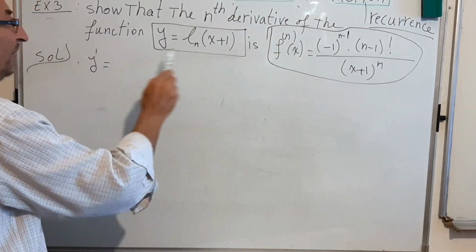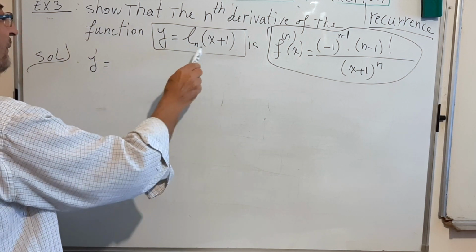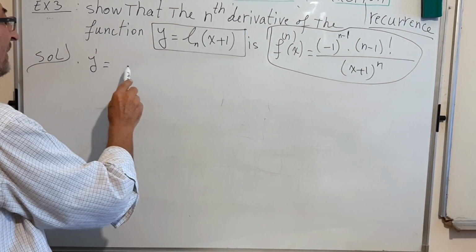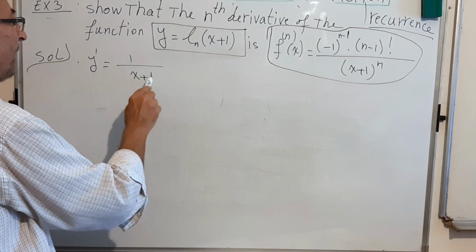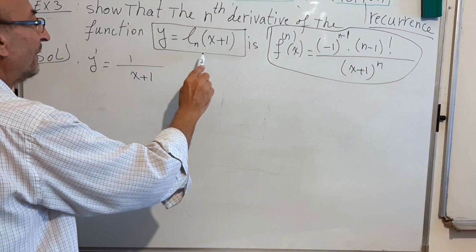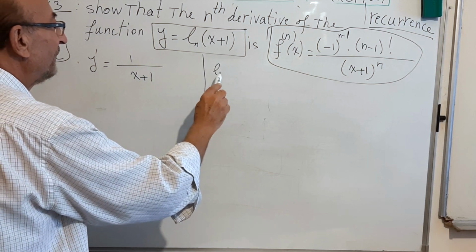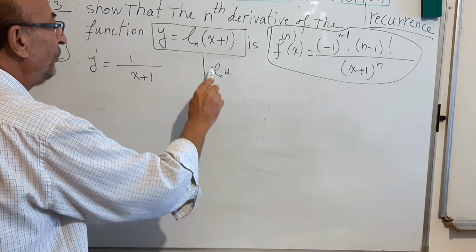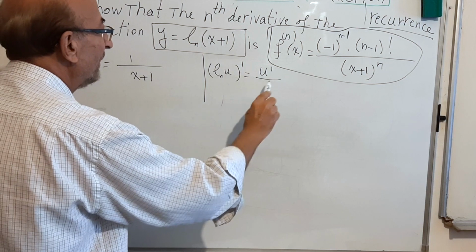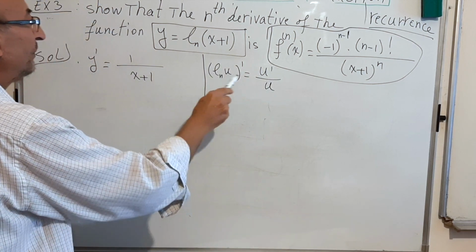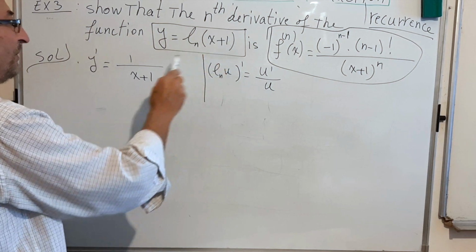For the order 1, the derivative of ln of x plus 1 is 1 over x plus 1, since the derivative of ln u is u prime over u. U is x plus 1. Derivative of x plus 1 is 1.